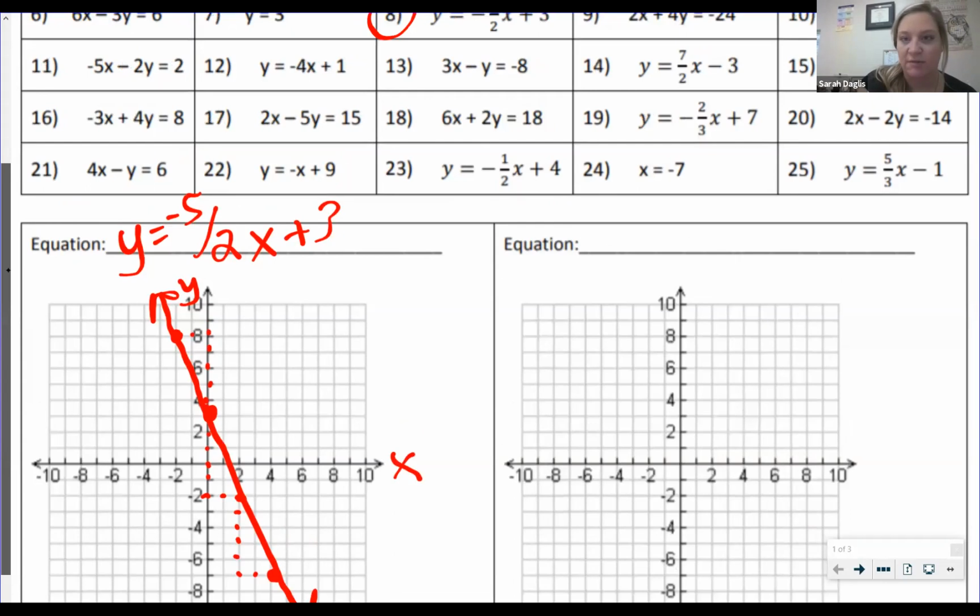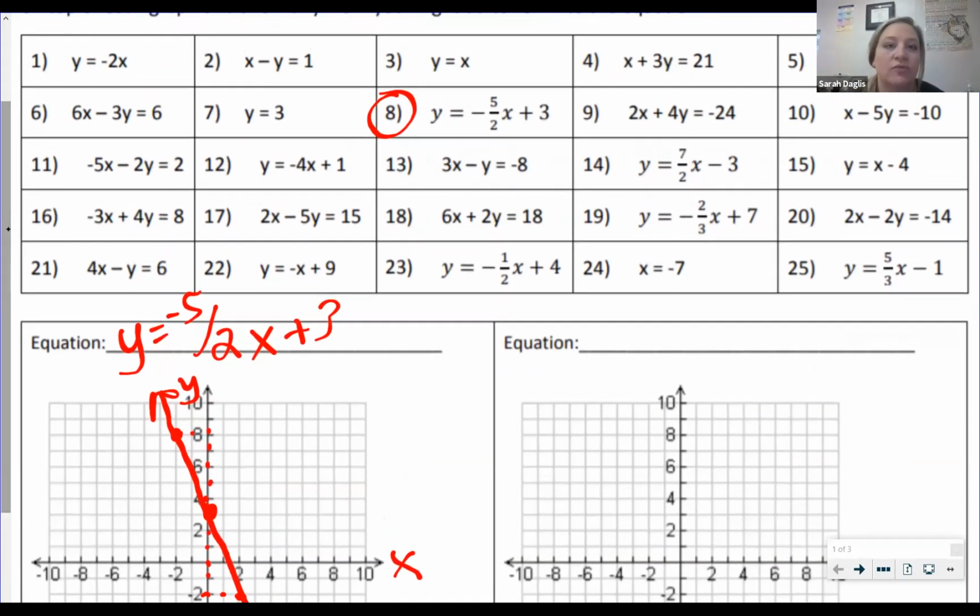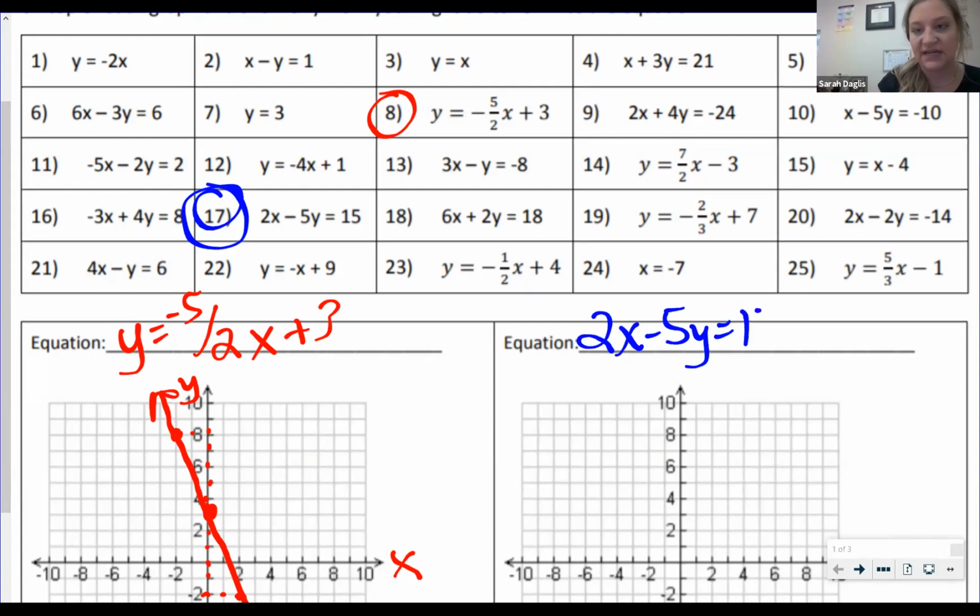So that was slope intercept form. Let's find one that's in standard form. How about 17? I think 17 is going to do what I want to show you. All right, 17 is in standard form. Standard form means that x and y are on the same side of the equation together. So we have 2x, minus 5y equals 15.